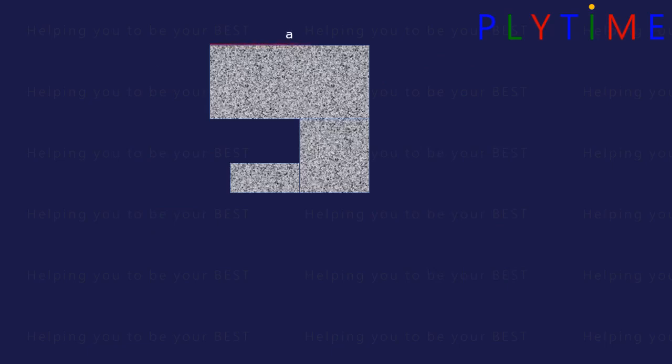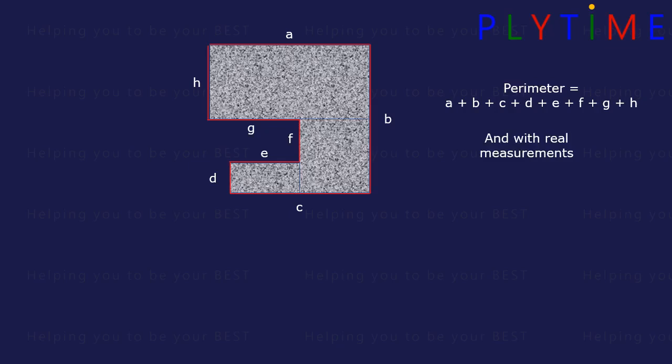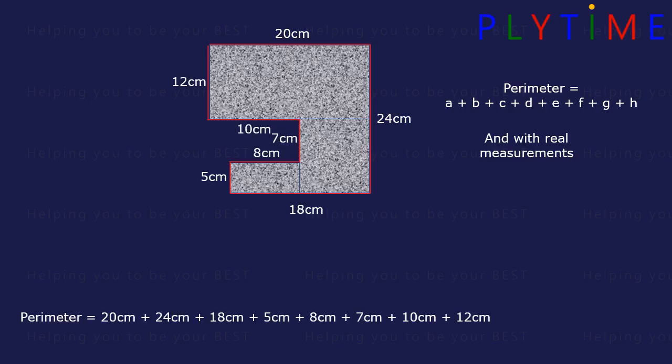Let's look at this composite shape. The perimeter would be A plus B plus C plus D plus E plus F plus G plus H, the total of all the edges around the outside of the shape. And with real measurements, it will be the total of 20 plus 24 plus 18 plus 5 plus 8 plus 7 plus 10 plus 12.